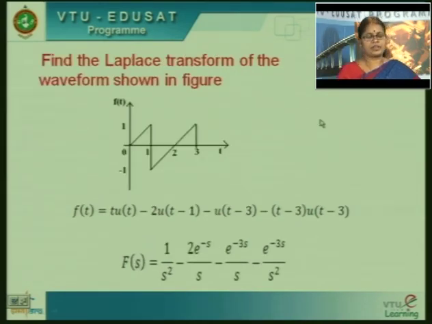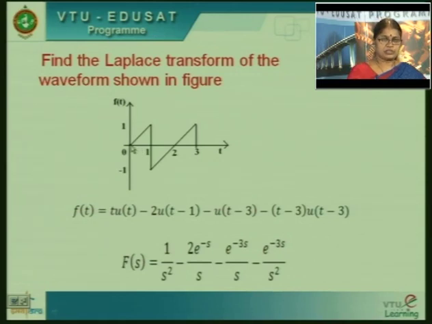Now, let us try to find the Laplace transform of a signal like this. Look at this signal: it has one segment with slope 1, and this segment also has slope 1, and this segment also has a positive slope of 1. Finally, it becomes 0 after t equals 3. So, let us see how to synthesize this waveform.